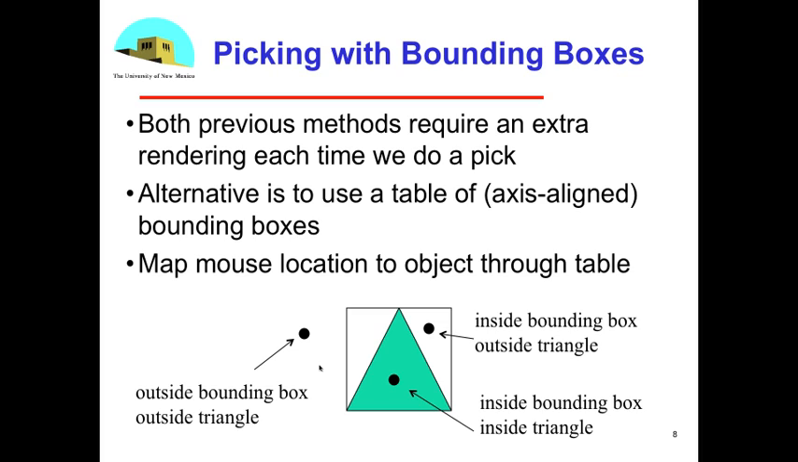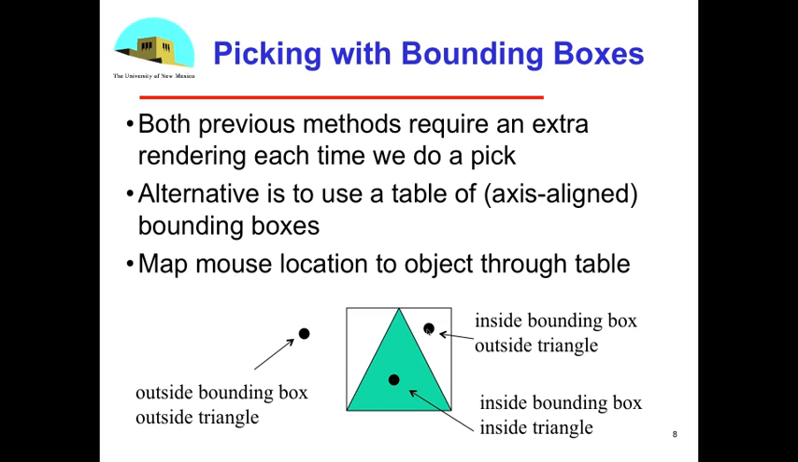So it's outside the bounding box, therefore it's something that if we return this location, it can't be in this object. Now if we look at this point, this is what we really want. This guy is inside the bounding box and inside the triangle, so we picked the correct object by looking at the bounding box.